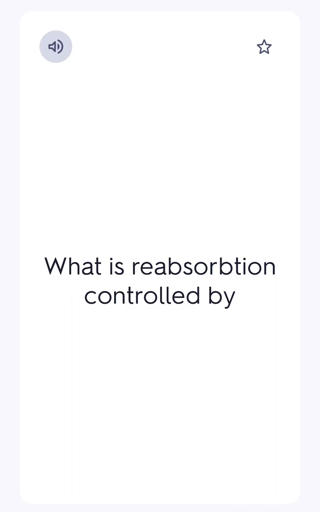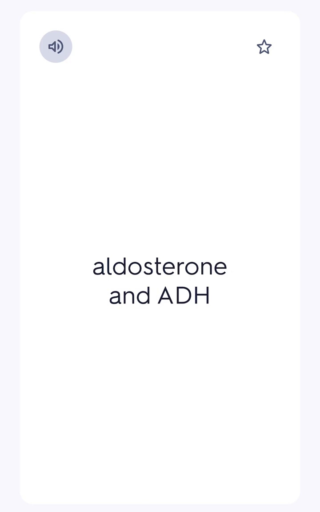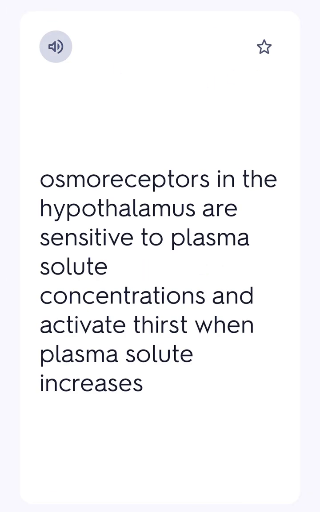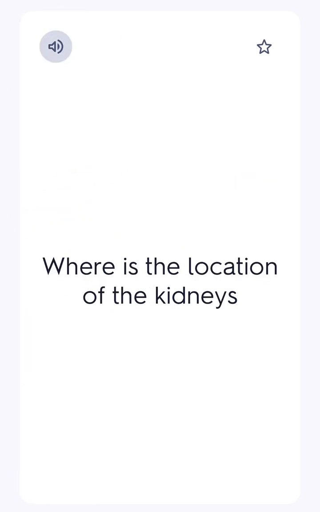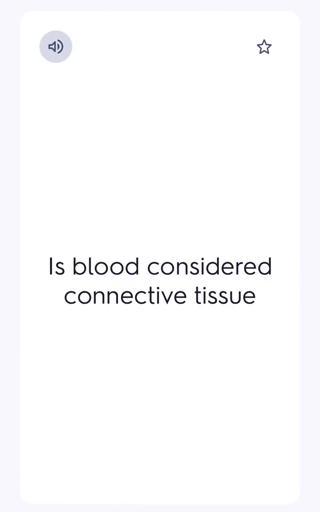What is reabsorption controlled by? Aldosterone and ADH. What is the thirst mechanism? Osmoreceptors in the hypothalamus are sensitive to plasma solute concentrations and activate thirst when plasma solute increases. Where is the location of the kidneys? At the level of T12 to L3. Is blood considered connective tissue? Yes.